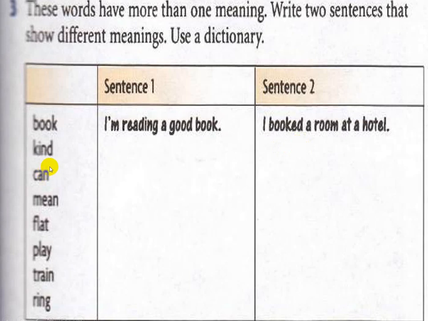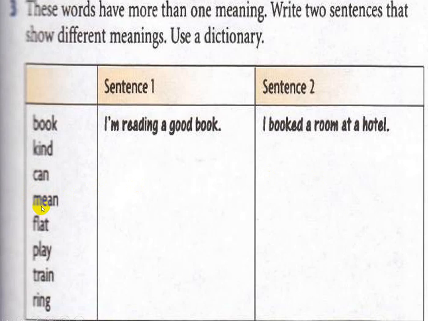Here, can. The first one, can you swim? Can you swim? And the second sentence, you can use the word can as I'd like a can of Coke. I'd like a can of Coke. So the first one, can you swim? And the second one, I'd like a can of Coke.